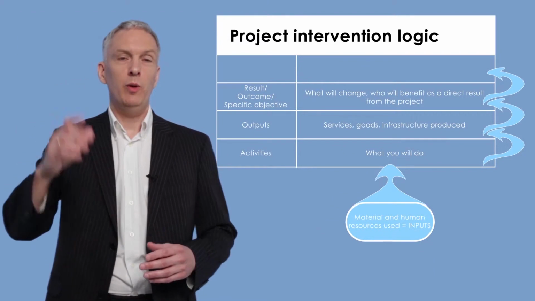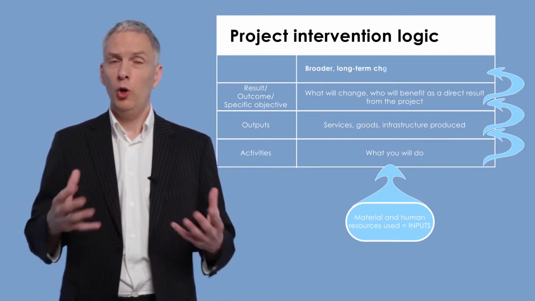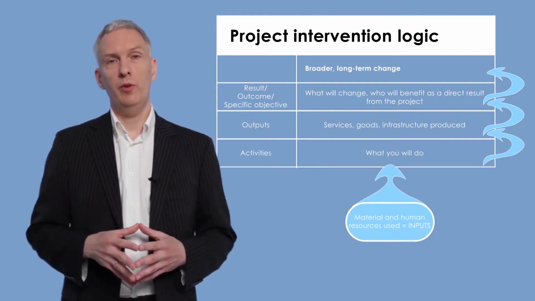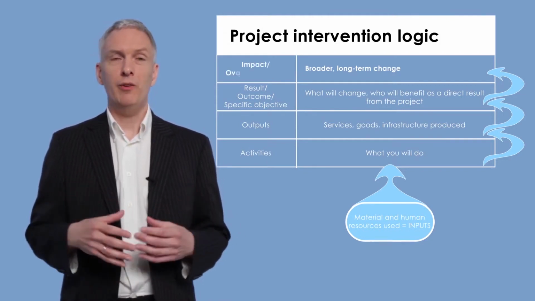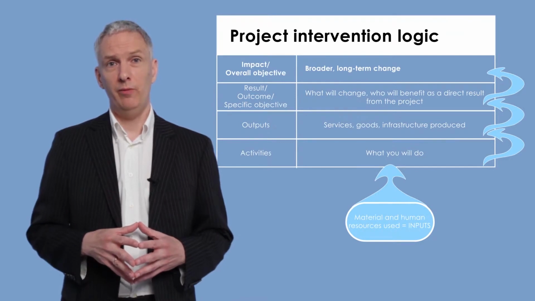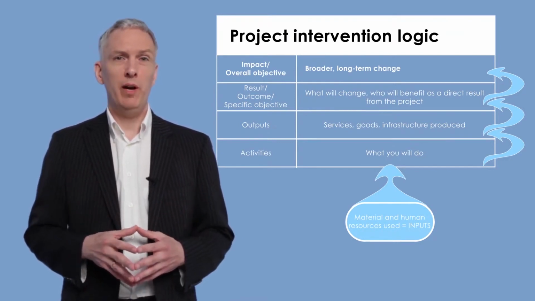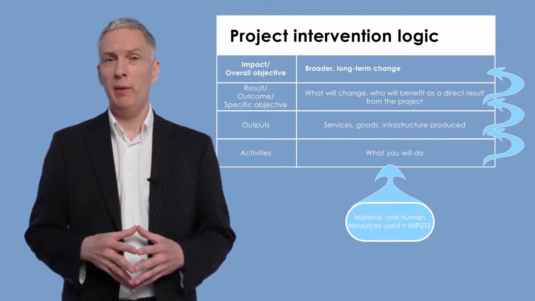At the top, you will identify the broader, longer-term effects to which your project, along with others, will contribute. This is the impact or overall objective level. It should indicate relevance to the program by being directly linked to a program priority.